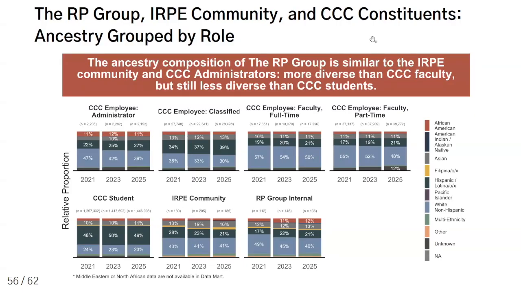All right, so the next one here is ancestry. You can see that the IRPE community and the administrators are more diverse than faculty. But again, from a work perspective, going back to Dr. Gilmore's point here, it's less diverse than our student population. All right, so next slide.